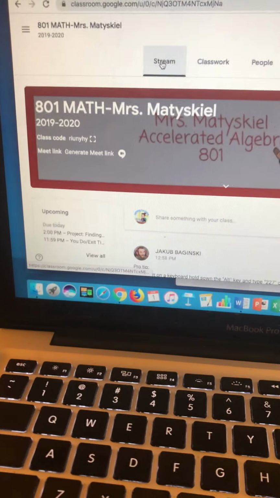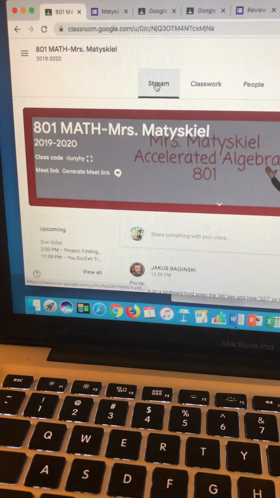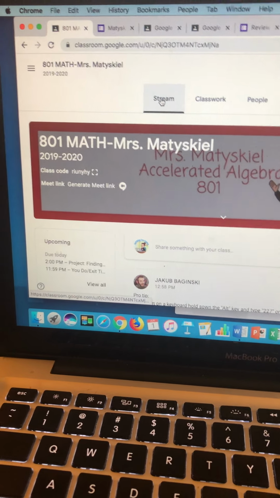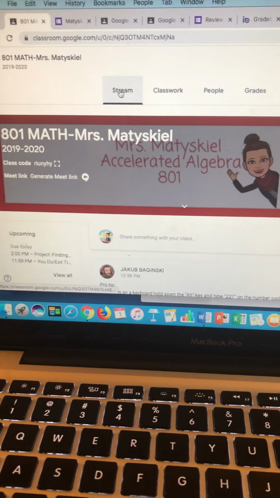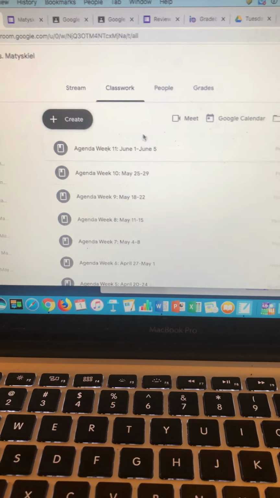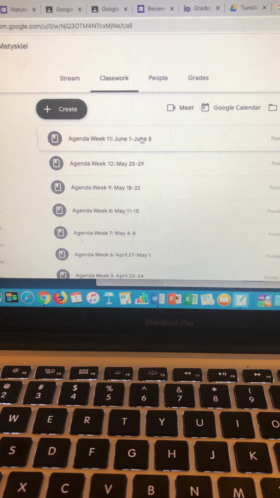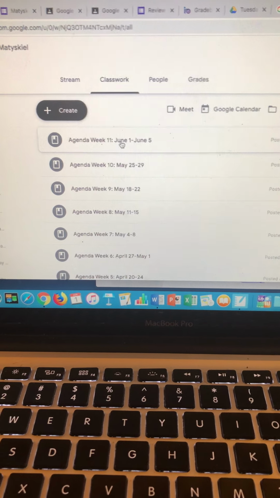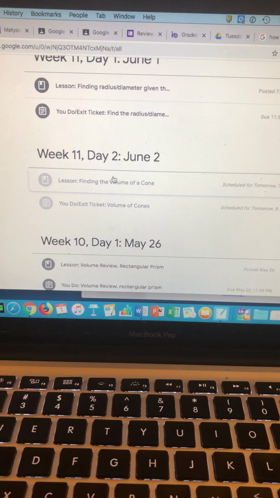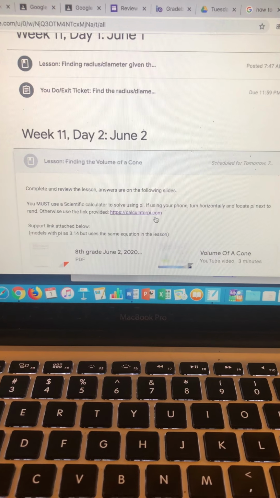Today is June 2nd. Today we are going to continue our volume review by going over finding the volume of a cone. So you'll click on your classwork and scroll down. I don't know if you guys noticed, but I did post an agenda just in case you want to take a look at what we have planned for the week. It's there. You'll scroll down to day 2 and you'll find our lesson.